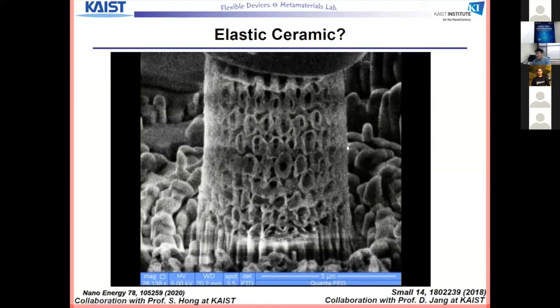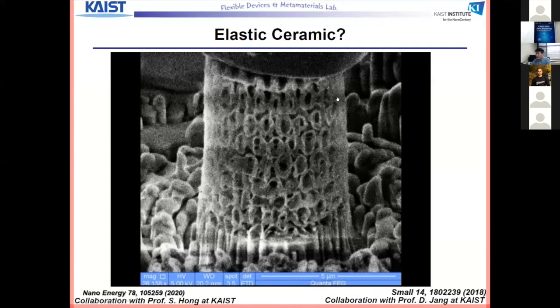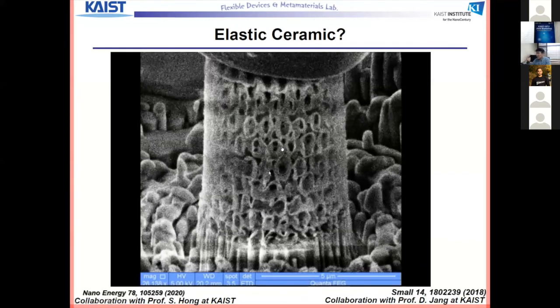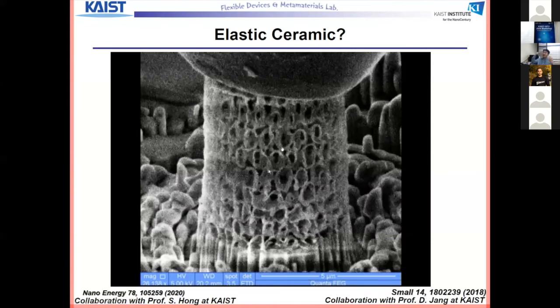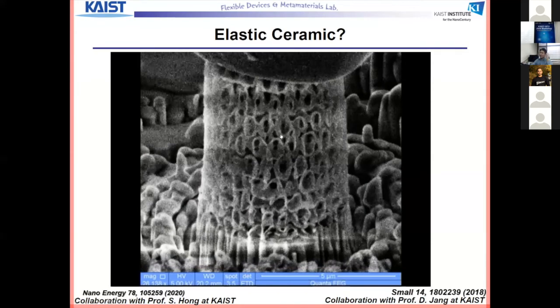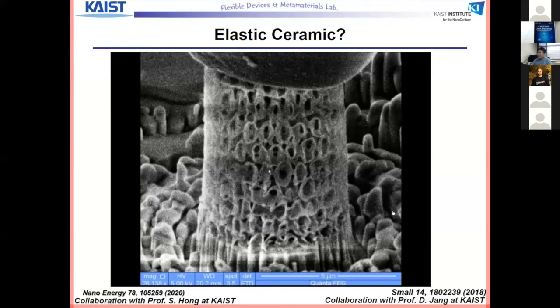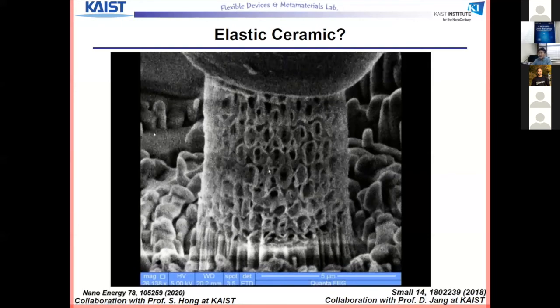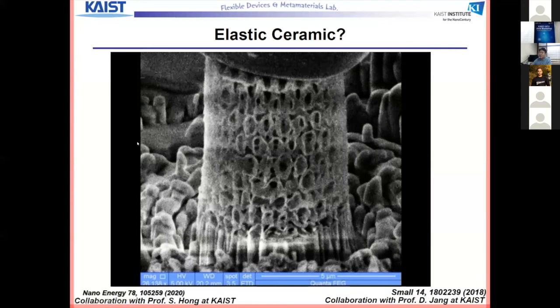So this is our group's philosophy of metamaterial. Using the same material, instead of controlling the composition or the atomic bonding, simply adding the structural factors, we can generate new material properties. So actually this material can be very useful.